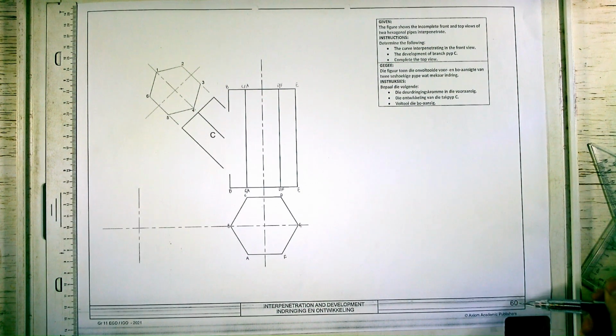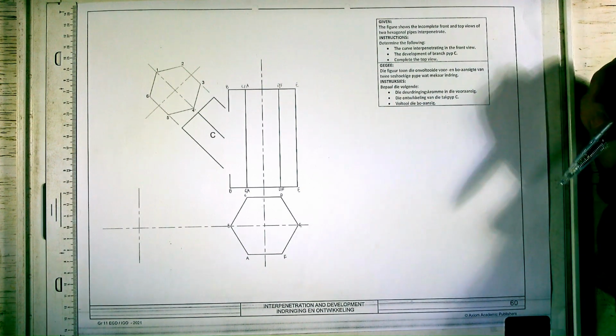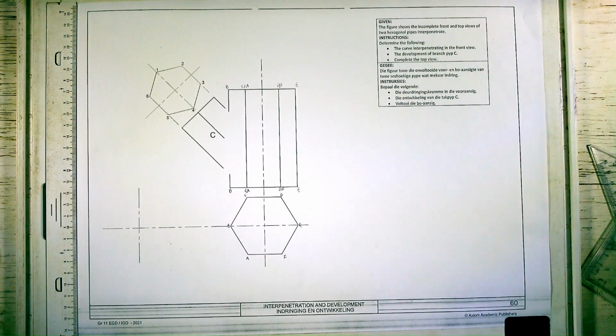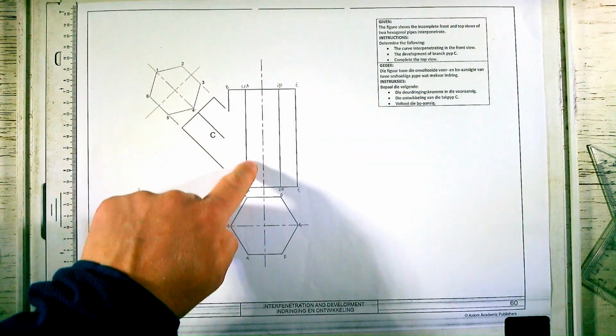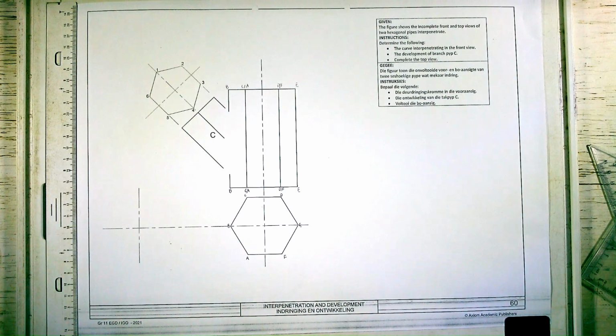Okay, today we are going to do page 60. The figure shows the incomplete front and top views of two hexagonal pipes interpenetrating. Instructions: determine the following: the curve of interpenetration in the front view, somewhere over here.